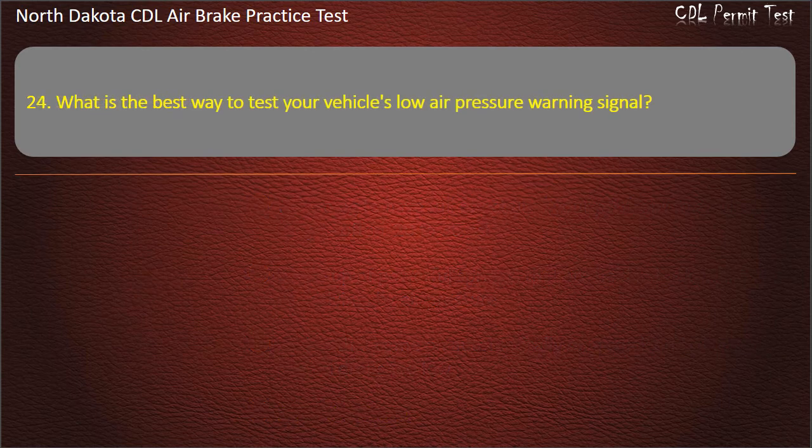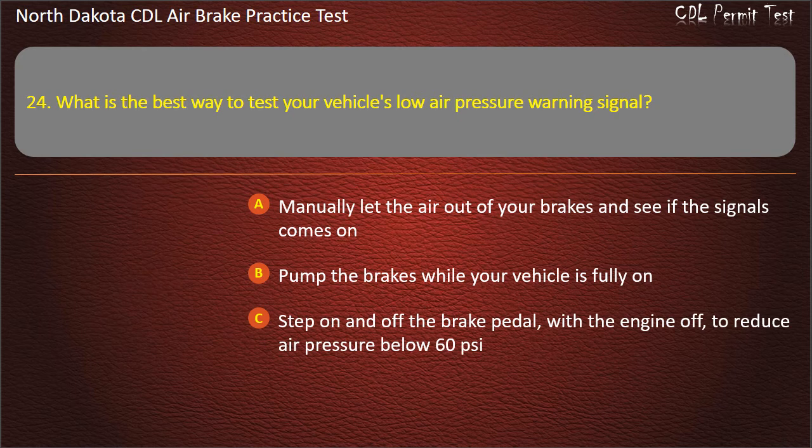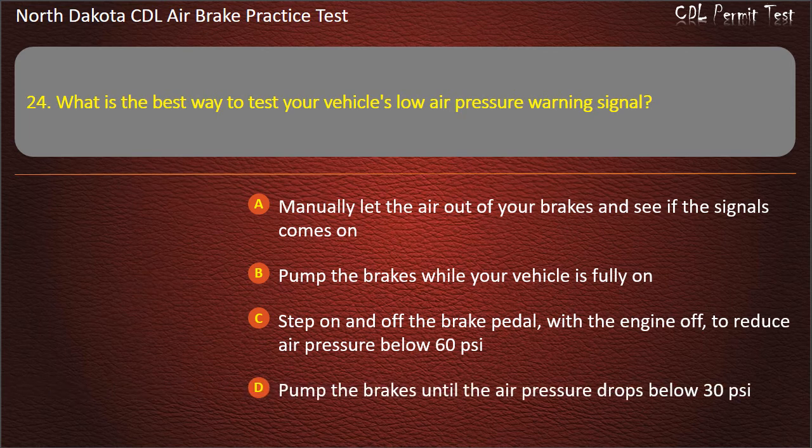Question 24. What is the best way to test your vehicle's low air pressure warning signal? Manually let the air out of your brakes and see if the signal comes on. Pump the brakes while your vehicle is fully on. Step on and off the brake pedal, with the engine off, to reduce air pressure below 60 pounds per square inch. Pump the brakes until the air pressure drops below 30 pounds per square inch. Answer. Step on and off the brake pedal, with the engine off, to reduce air pressure below 60 pounds per square inch.